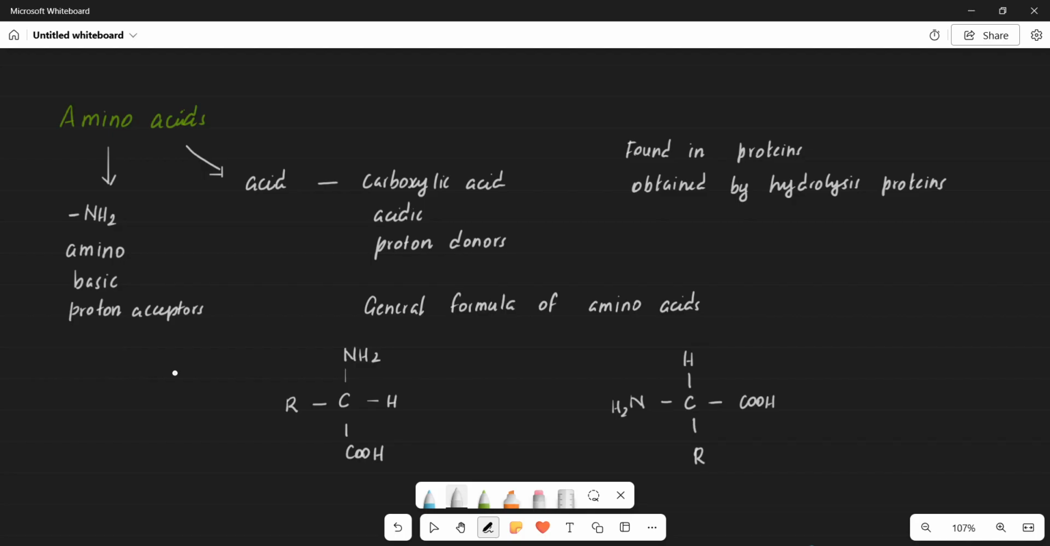So the NH2 group, I said this is the amino group. Even this is the amino group. And the COOH group is acid, that is carboxylic acid. And this COOH group is also acid. So you may wonder what is this R. This R group can be any organic group, or hydrogen.